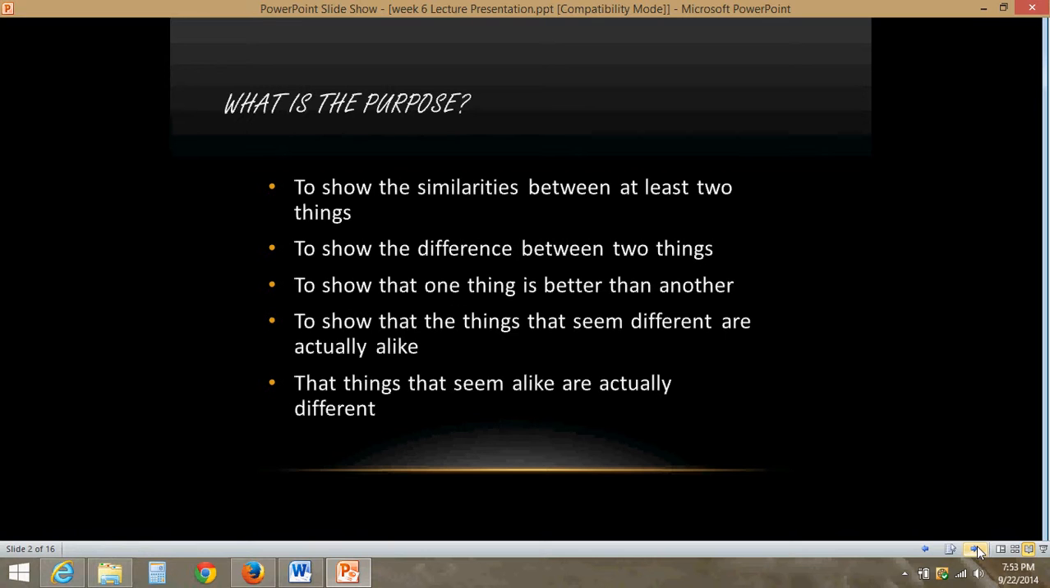Another way to use compare and contrast is to show that things that seem different are actually alike. That could be political points of view. It could be the type of food that different cultures eat. Whatever it may be, when you compare them, maybe you could find similarities that otherwise would not be apparent, which is actually the assignment that I'm asking you to do. So it fits in that category. And then, of course, things that seem the same but are actually different. This is when you compare things that are very similar and then show the differences.